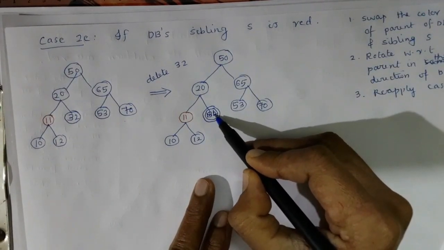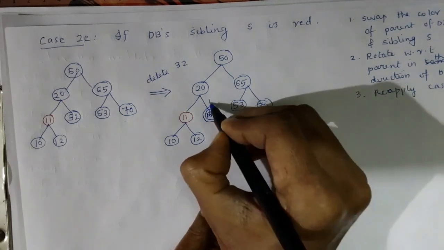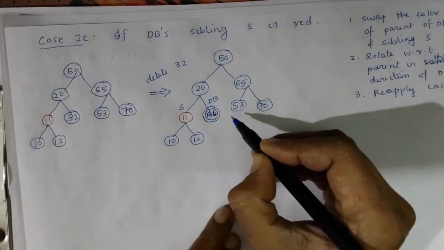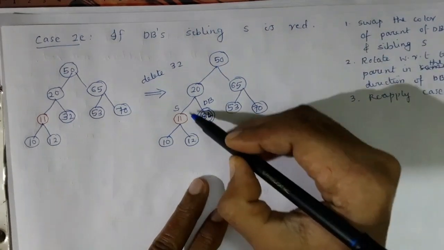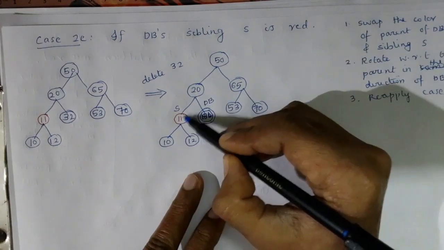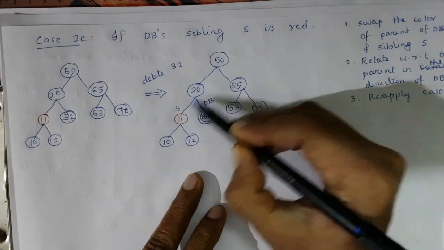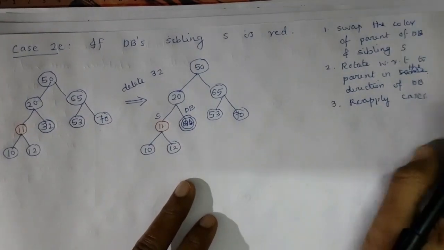32 is replaced by nil node and it is double black. So this is the DB node. Its sibling S is red. So this is our condition, case 2E. So what we have done is exchange the color of parent of DB and its sibling. These two colors are exchanged. Then perform rotation.